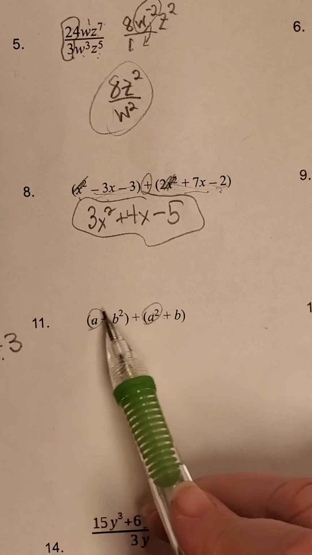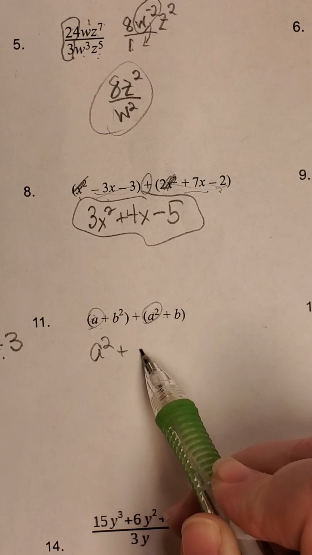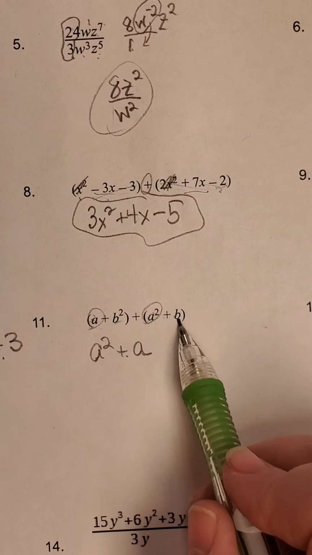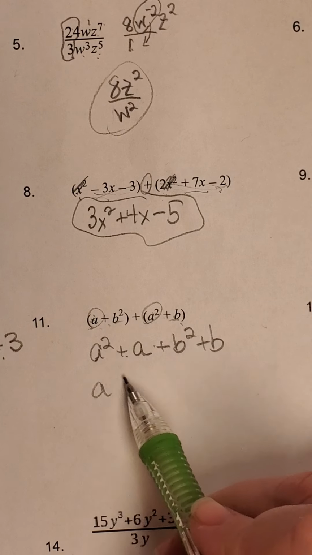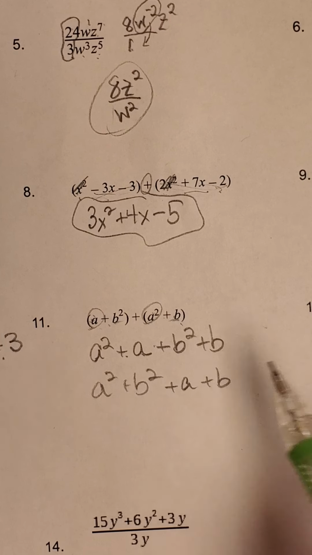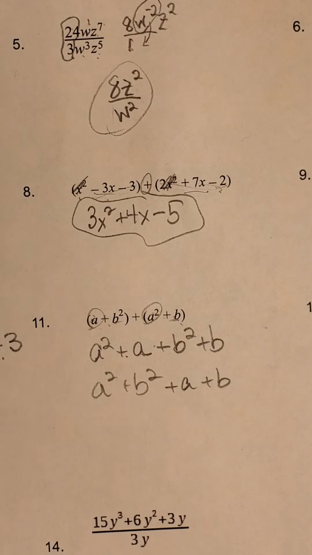So we're just going to have to leave it a squared plus a, and then same thing goes with the b. We got a b and we got a b squared. So now what you can do here is you could write it like that, or you could do like that. Either way, I don't care. It's an or thing. Okay.